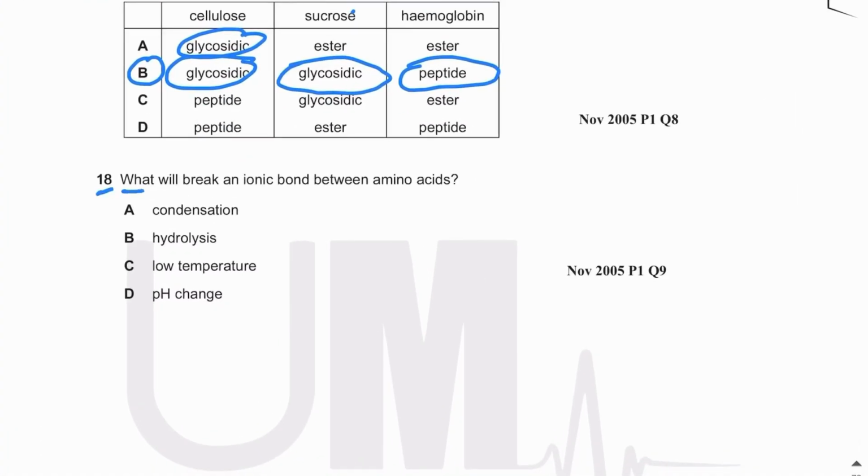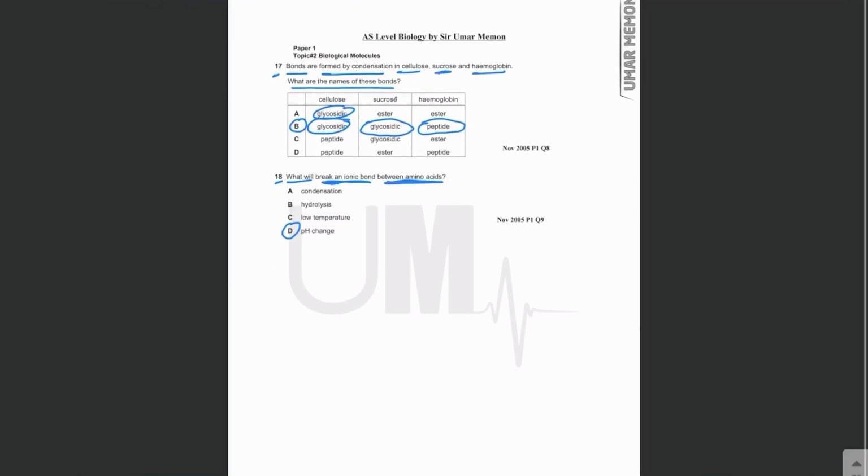MCQ number 18. What will break an ionic bond between amino acids? So guys, always remember this point, that ionic bonds are made between the side chains of amino acids during the formation of tertiary structure. And always remember this point, that ionic bonds are sensitive to pH changes. So when we change pH, ionic bonds can easily break. So the answer is D.